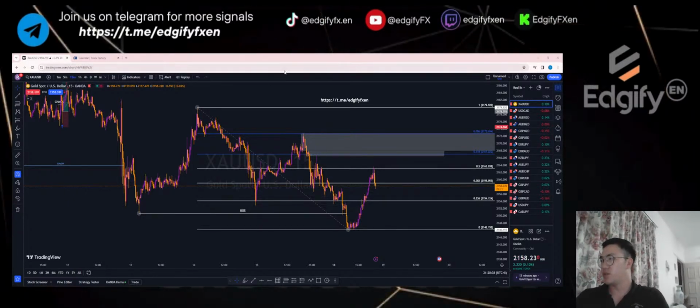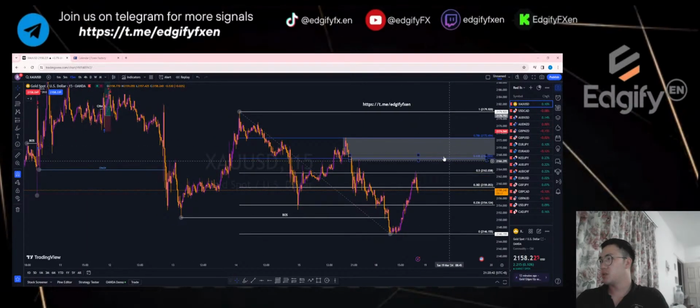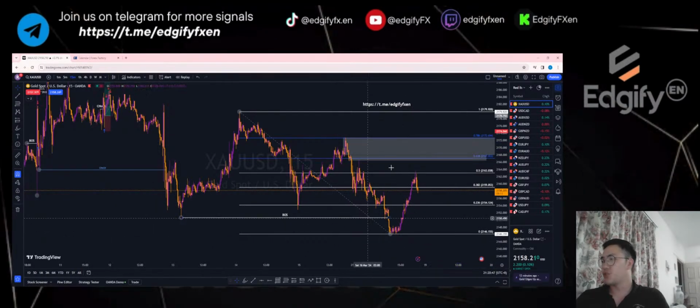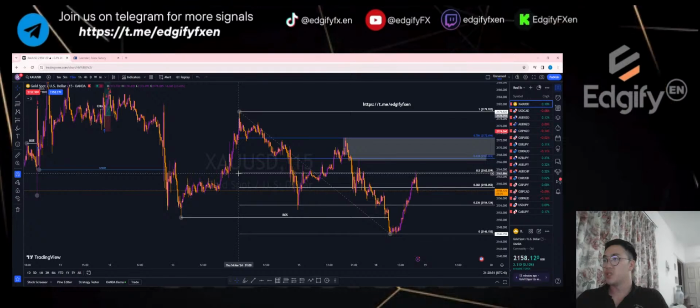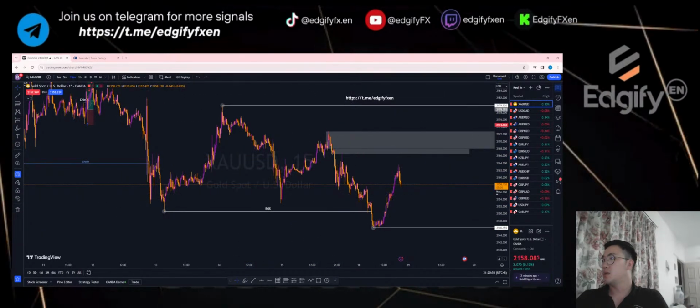But at this level here, at this zone here, these two zones. There's one here and there's another one here. So I'll be looking for shorts at this level here. We'll just see how the price is going to play out.